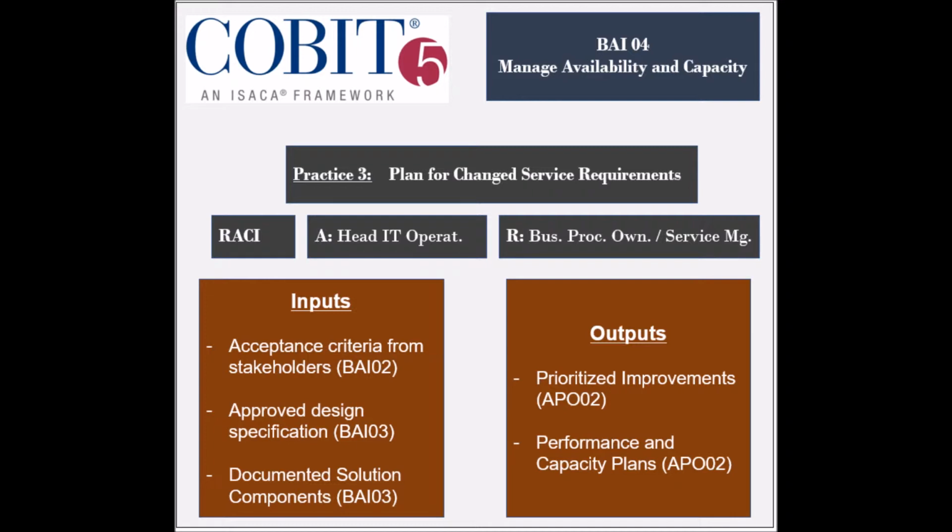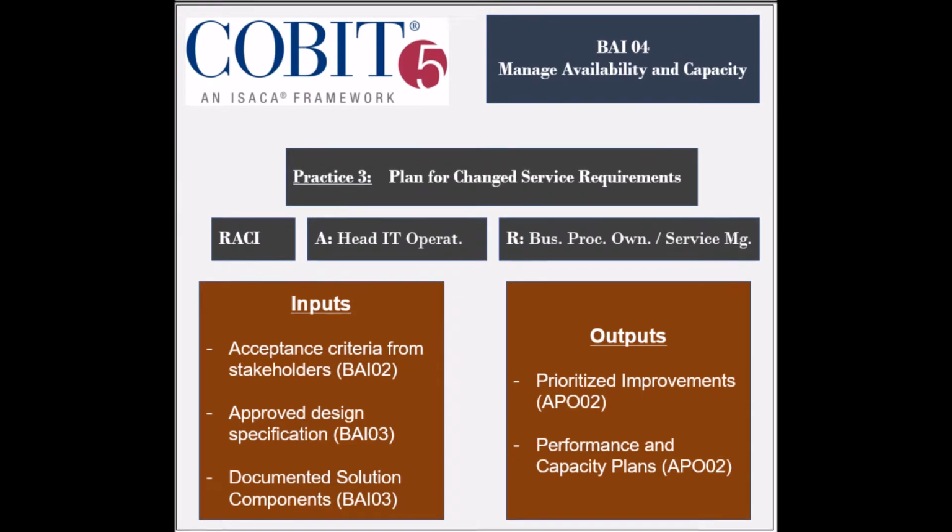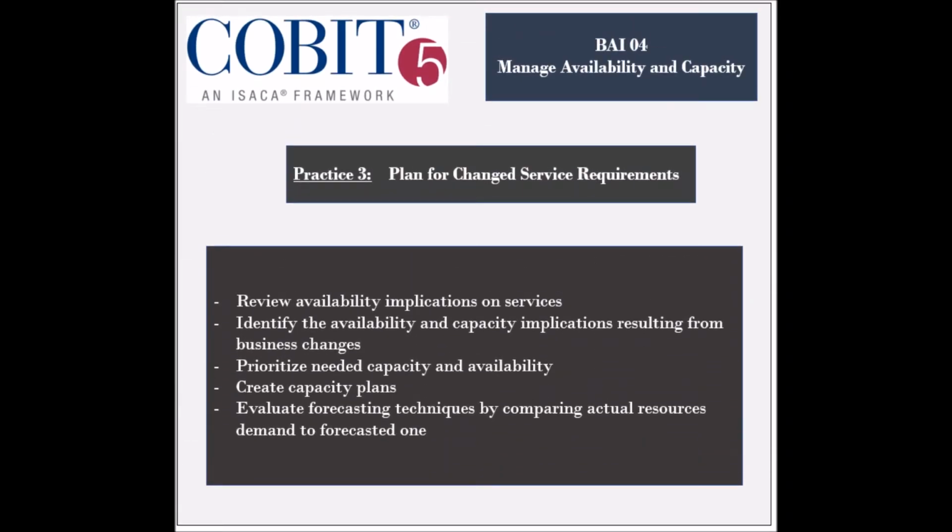It generates 2 outputs, which are prioritized improvements and performance and capacity plans, both to be used by the APO2 process. The activities involved in this practice include reviewing the service trend analysis to identify availability and capacity implications. Business changing needs should be assessed if they require better availability and capacity, and the needed improvements should be prioritized. The capacity plans should be adjusted to accommodate those new changes. The organization's forecasting techniques should be evaluated by comparing actual demands with forecasted ones.